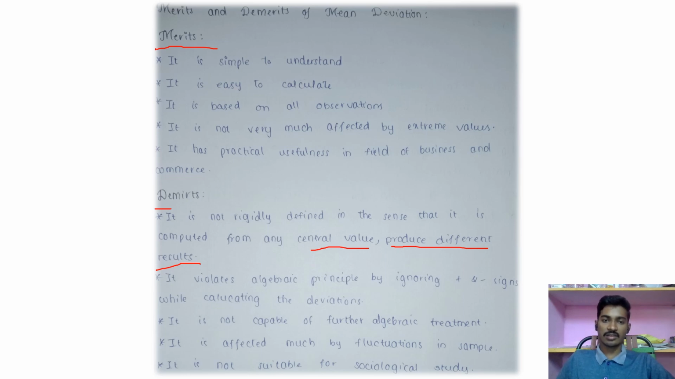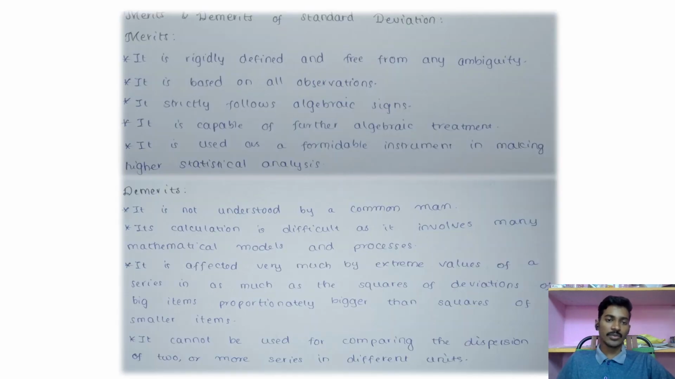And now discussing the merits and demerits of standard deviation. Firstly, merits. It is rigidly defined and free from any ambiguity. It is based on all observations. We have considered all the observations. It strictly follows algebraic signs. We did not consider any modulus operators, but as we are squaring, it only takes positive values, so negative values are not an issue. It is capable of further algebraic treatment, and it is used as a formidable instrument in making higher statistical analysis.